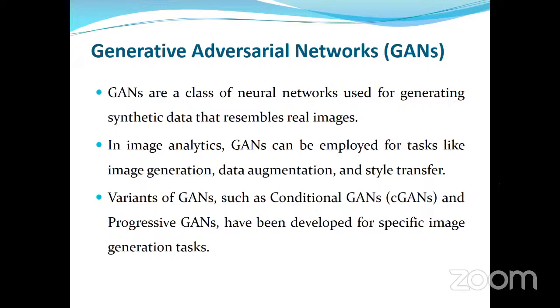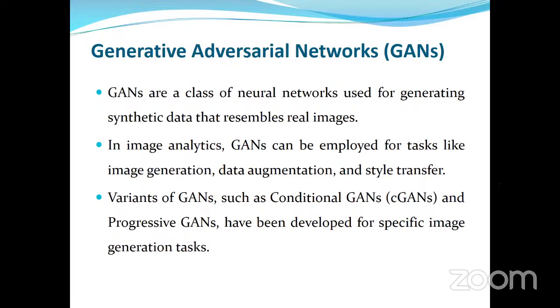So in image analytics, GANs can be employed for image generation and augmentation. So we have augmentation, right? So generating or transforming the image. For example, when you want to make the network learn, you have to augment the image. What is augmentation? It's about transforming the image into different versions. Like you can do flipping, rotating, cropping, scaling, or you can add noise. All these come under augmentation. So this data augmentation is possible with your generative adversarial networks.